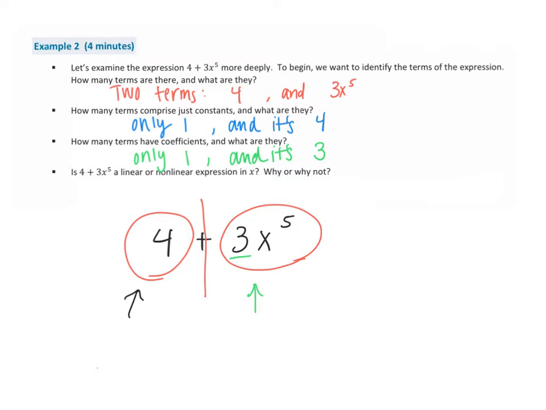Last question. It just says, is 4 plus 3x to the 5th power a linear or non-linear expression in x? Why or why not? So what they've asked us so far, these 3 questions, just helped us kind of break this down and look at it piece by piece. Okay, so we didn't really need to do all of this, but it helps you if you want to break it down further. So we know that this is non-linear because of this 5th power, right? Our variable is raised to the 5th power.